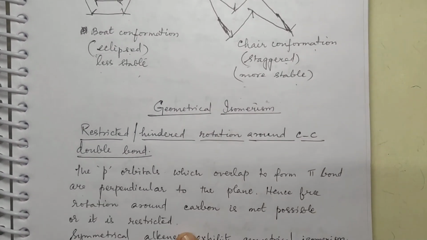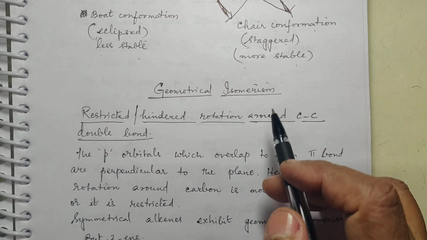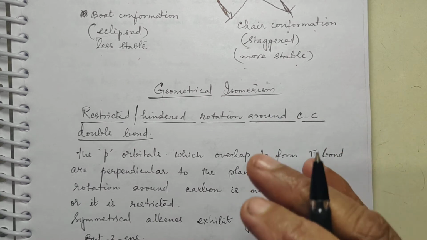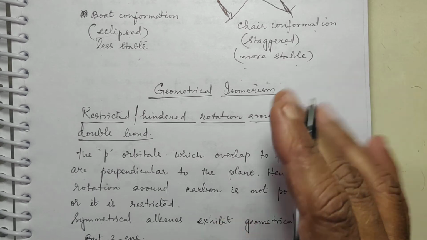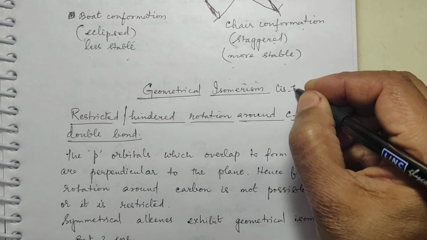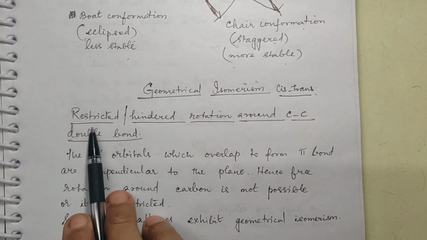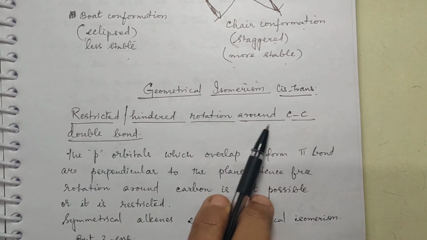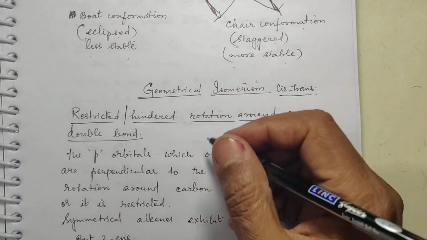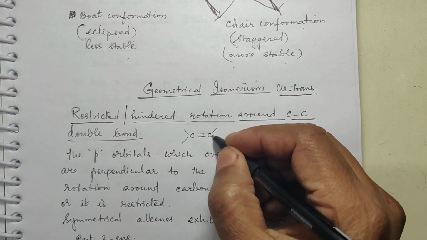Okay. Now let's come to the next topic, that is geometrical isomerism. Geometrical isomerism is exhibited by symmetrical alkenes. And this isomerism is also called cis-trans isomerism. Now, what is this cis and trans and why does it occur? This is basically due to restricted rotation around a C=C double bond. Now when you consider a C=C double bond, what do you have? It is like this, right?